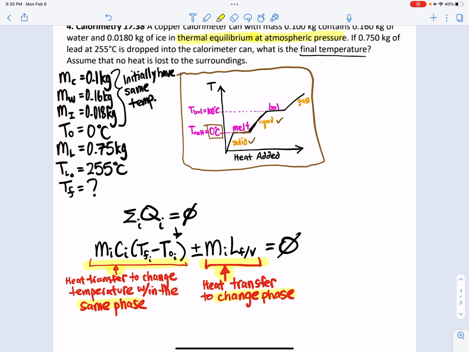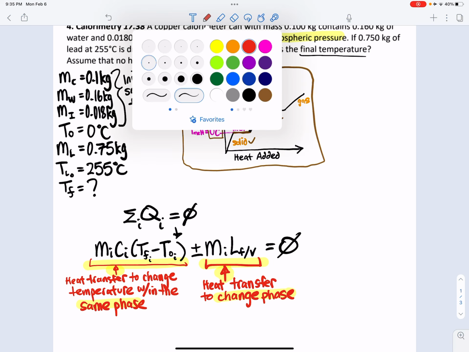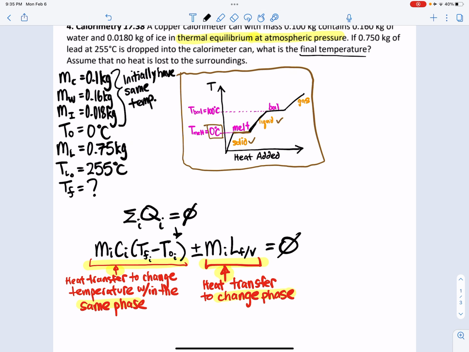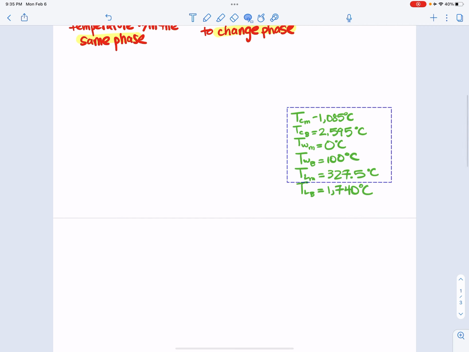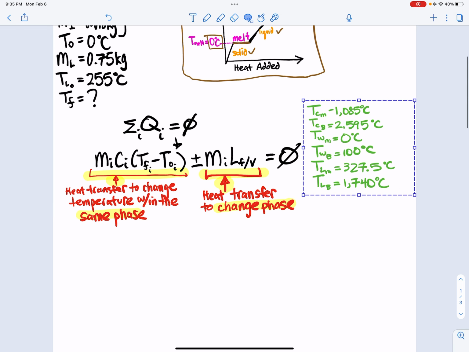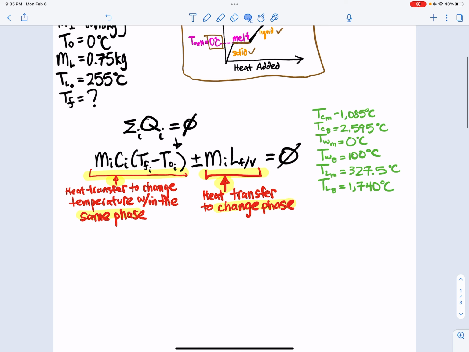Okay. So how do I know which materials are going to be in the same phase or change phase, right? I would have to look at the melting point and boiling point for copper, for water, and for lead. So I went ahead and did that. I just looked on Google and I've got it right here. This is all from Google, these guys in green. Okay, so let's stick that up here.